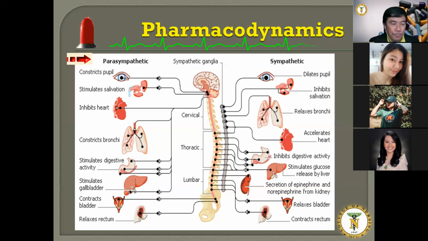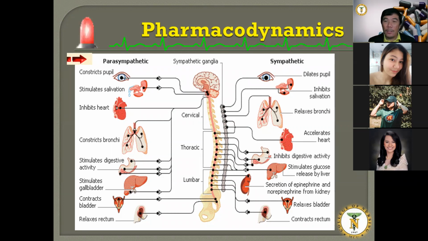So again, good evening. Let us continue with our discussion. I ended with the discussion on the significance of the nervous system. The parasympathetic nervous system, as I had mentioned, is also called cholinergic, and the major neurotransmitter is acetylcholine. For the sympathetic nervous system, we have the adrenergic, and the major neurotransmitter is norepinephrine.